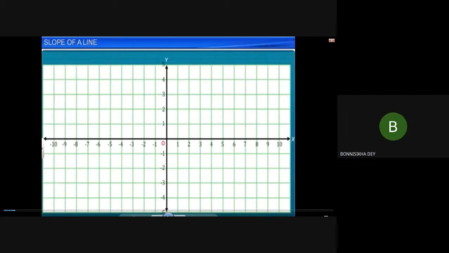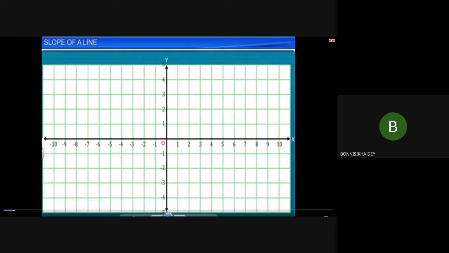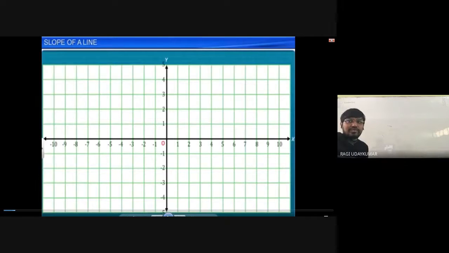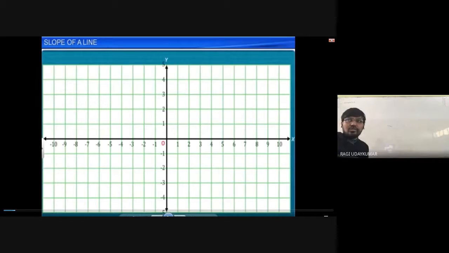x-axis. Horizontal line is x-axis and vertical line is called y-axis. The intersection of the x-axis and y-axis is called origin. So the right side of the origin has positive points, the left side of the origin negative points on the x-axis, and above the origin positive points, below the origin negative points.